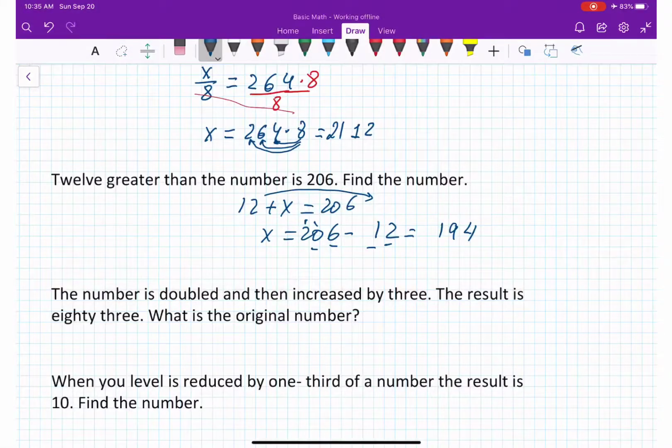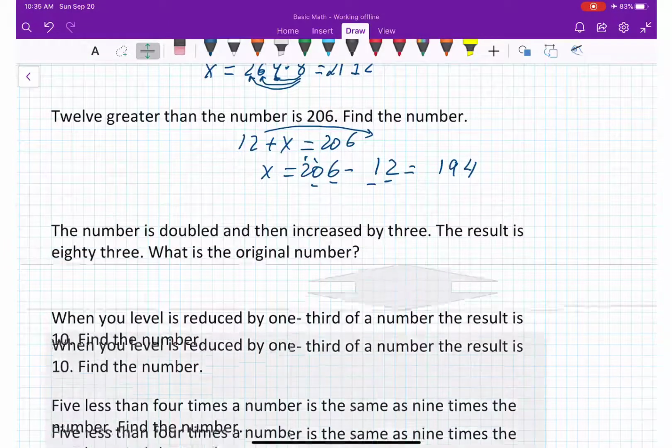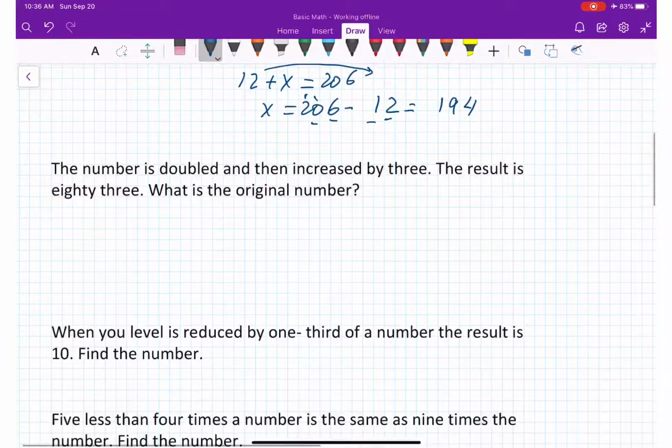Okay, moving to question number 4. A number is doubled and then increased by 3. So first the number is doubled, so the number is x. When it's doubled, 2x, and increased by 3. And the result is 83. What is the original number? Meaning, what is x?